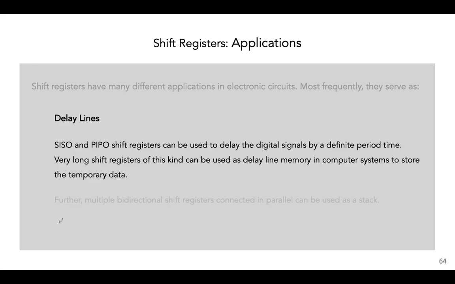Now, SISO and PIPO shift registers can be used to delay the digital signals by a definite period of time. And you can understand why that is if you just recall what SISO and PIPO shift registers do. Serial input, serial output shift registers, what they do is they take data serially and then they output it serially. PIPO shift registers take data simultaneously and then they let you take it out parallelly.